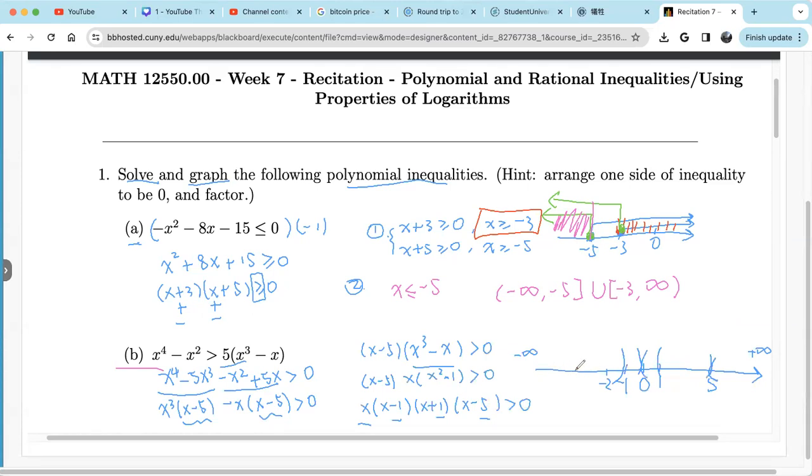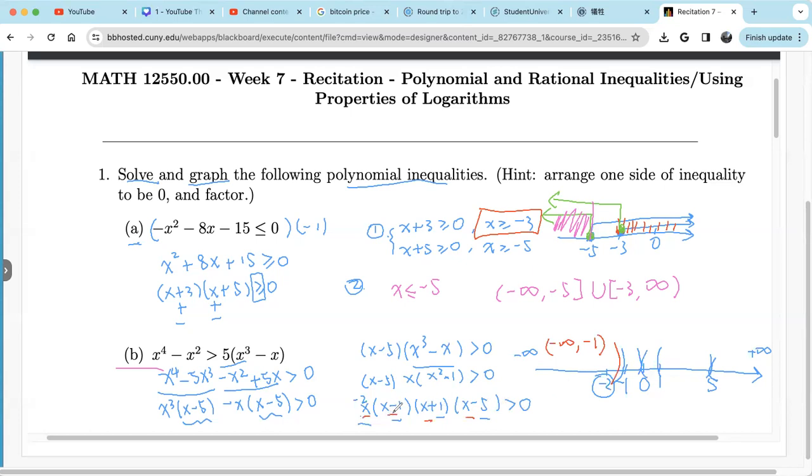In this interval, we can pick -2 to evaluate. So x is -2. We don't really have to write down the number, we could just write down the sign. So negative, let me use red color. So x is -2, negative sign. x minus 1 is -2 minus 1, negative sign. x plus 1 is -2 plus 1, negative. x minus 5, -2 minus 5, so all negative. So we have four -1s that become positive. So that means this interval is a solution. So from -infinity up to -1 is in the solution.